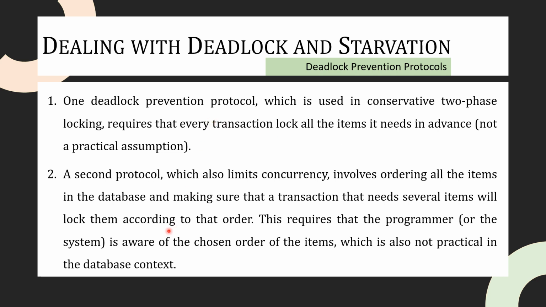The second method involves ordering all the items in the database and making sure that a transaction that needs several items will lock them according to that order. So first we put an order on the items in the database, and the transaction that needs several items will lock them according to the order of the items. This requires the programmer or the system to be aware of the chosen order of the items, which is also not practical in the database context.